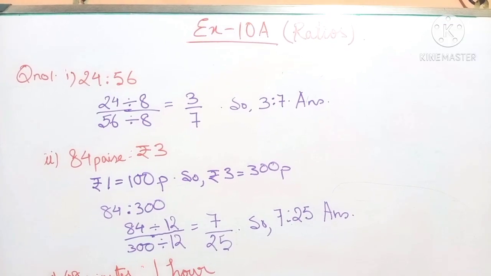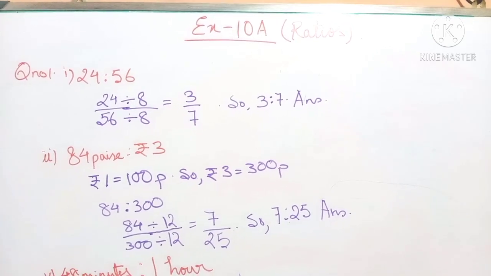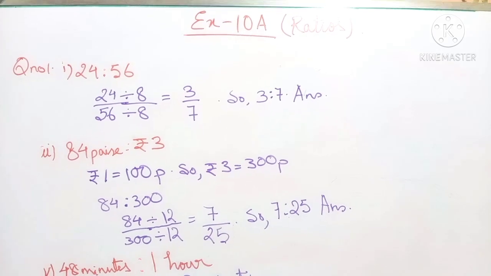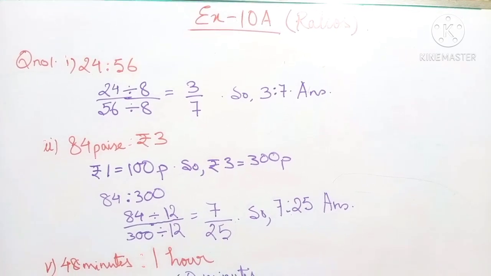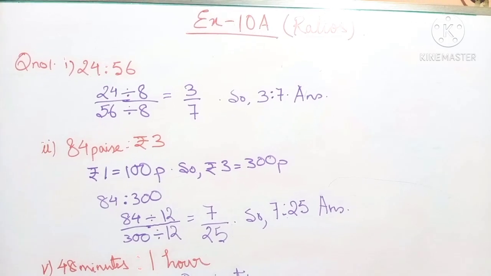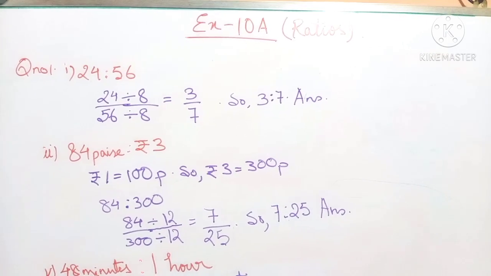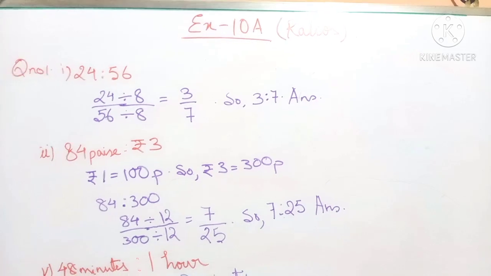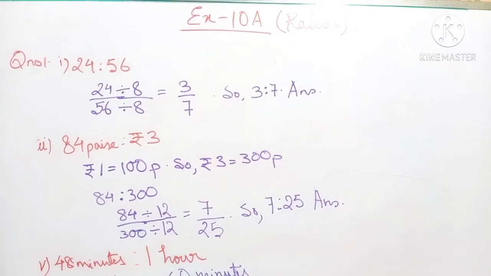We have to find the simplest form of the given ratios. So the first question is 24:56. What we have to do? We will be dividing the numerator and the denominator by the HCF. So 24 is divided by 8 and the denominator 56 is also divided by 8. And what we get? We get 3 by 7. So write it in the form of a ratio. So 3:7 is the simplest form, which is our answer.